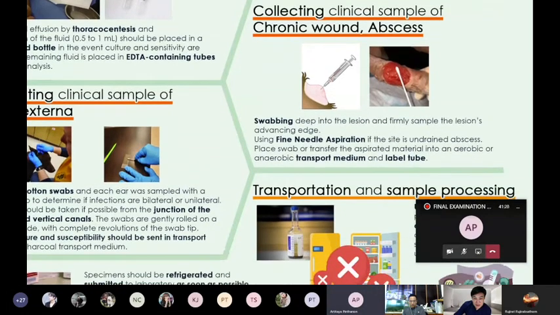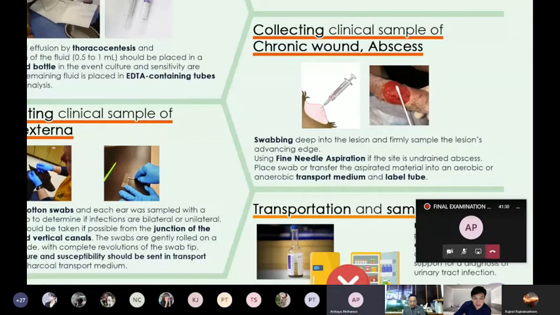For the abscess, to collect the sample from the abscess, start with an aseptic technique on the skin surface. If the abscess can be drained, use a swab deep into the lesion and firmly sample the lesion's advancing edge. Then press the swab into an aerobic transport medium. If the abscess cannot be drained, use the fine needle aspiration technique by using a sterile needle and saline. Then transfer the aspirated material to an anaerobic transport medium and send to the laboratory within 2 hours.